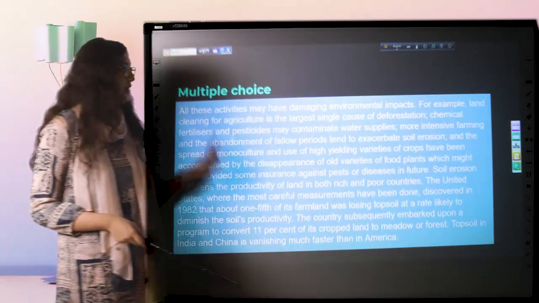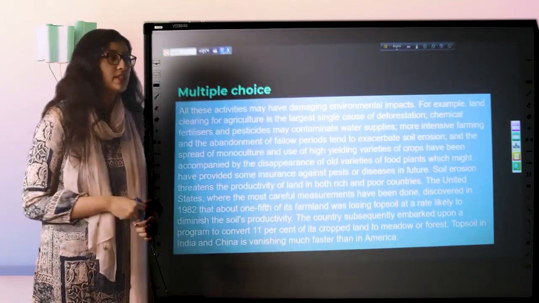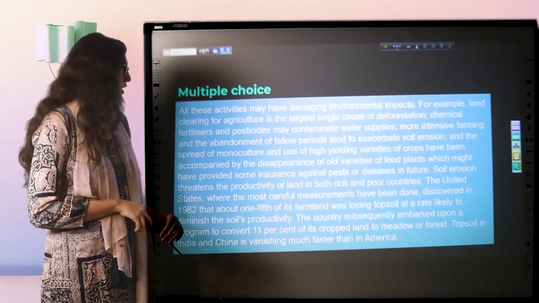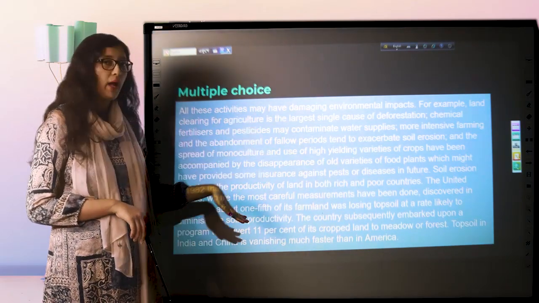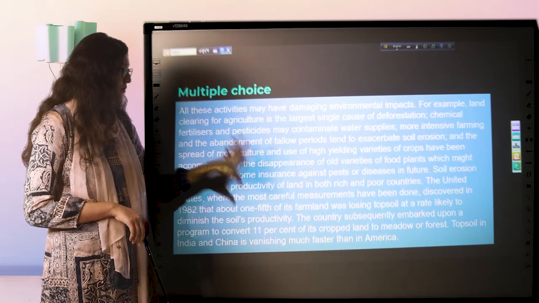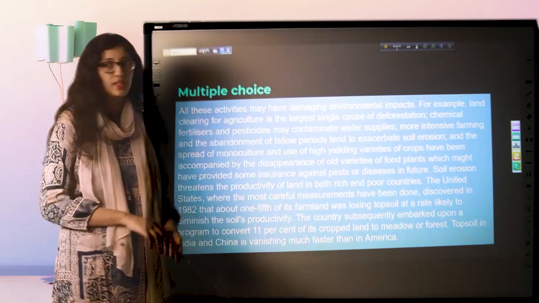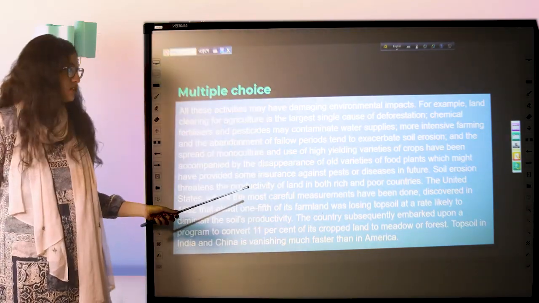Okay, so this is a passage that I've taken from a previous exam, and this is not the whole passage actually. This is a part of the passage. So let's look at the question first, then we're going to come back to this.